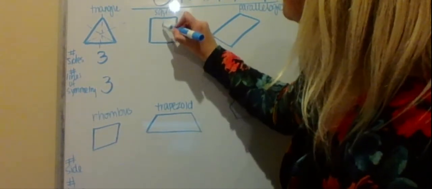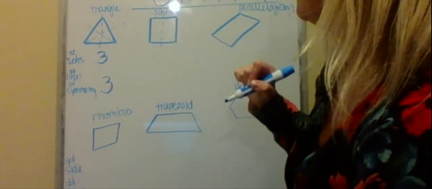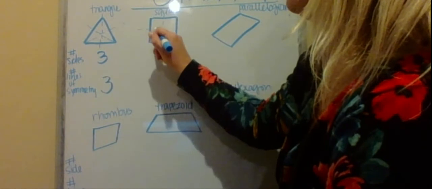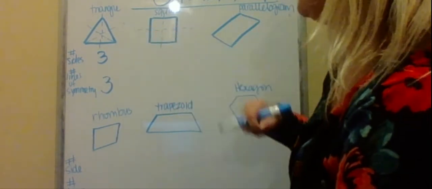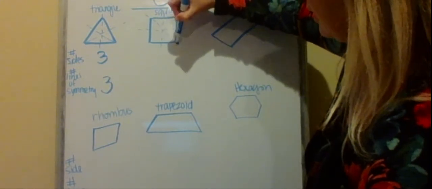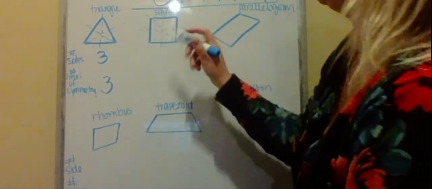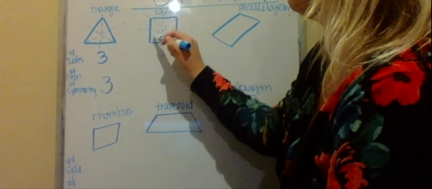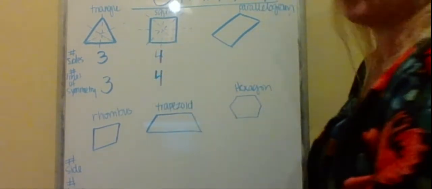Take a look at the square. So I could cut it right down the middle, vertically. I could cut it horizontally, and it would be the same. I could also cut it diagonally, and it would be the same. So right now that's 1, 2, 3, and 4. So it has 4 sides and 4 lines of symmetry.